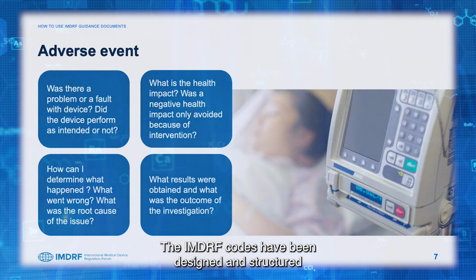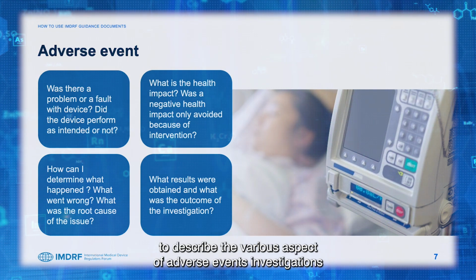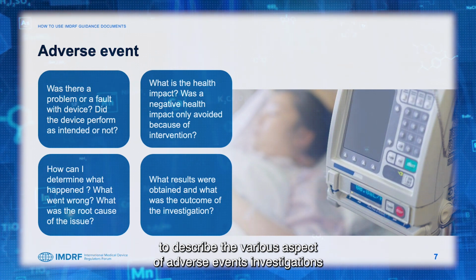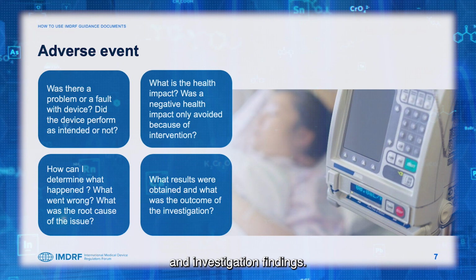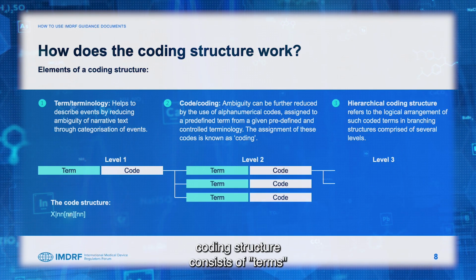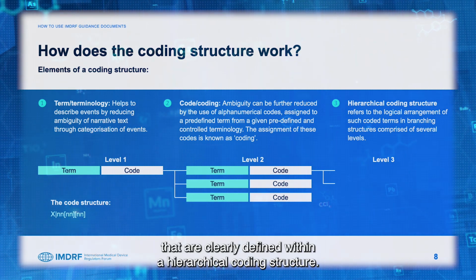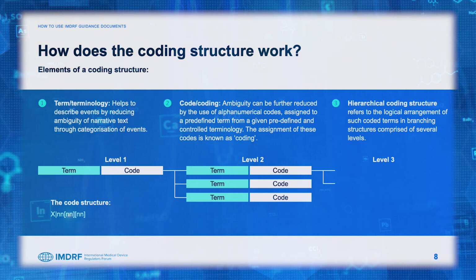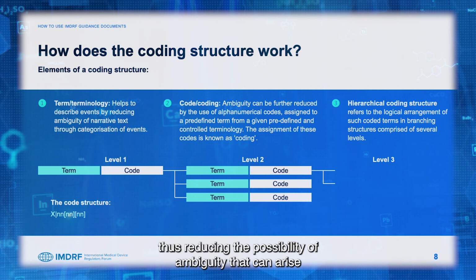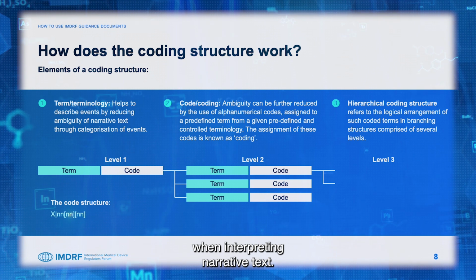The IMDRF codes have been designed and structured to assist both healthcare professionals and manufacturers to describe the various aspects of adverse events, investigations, and investigation findings. The IMDRF adverse event terminology coding structure consists of terms and codes that are clearly defined within a hierarchical coding structure. The terms describe events clearly and precisely, thus reducing the possibility of ambiguity that can arise when interpreting narrative text.